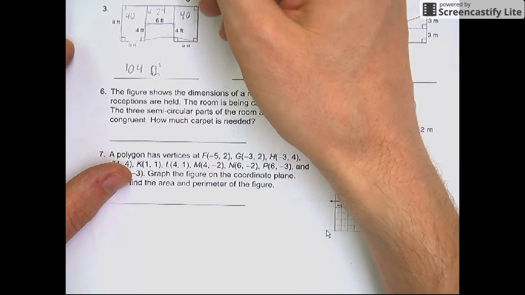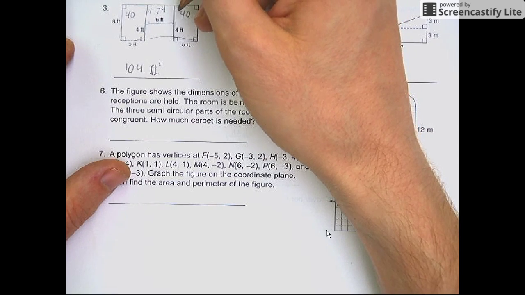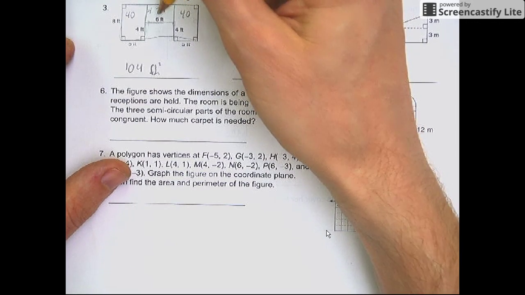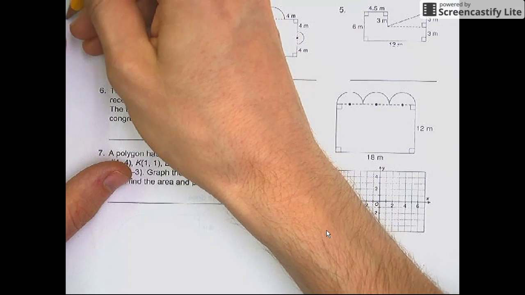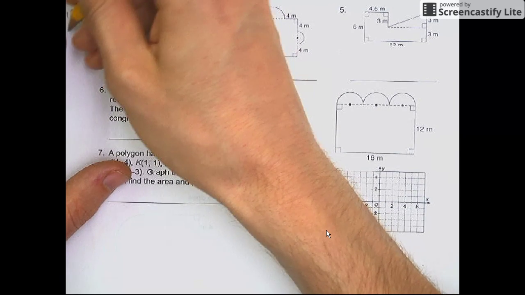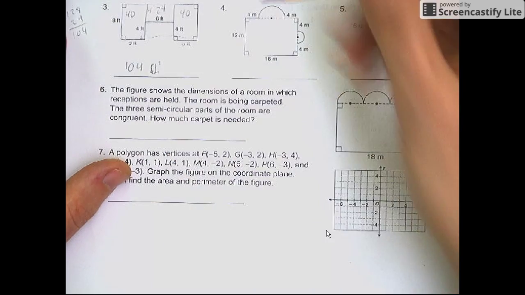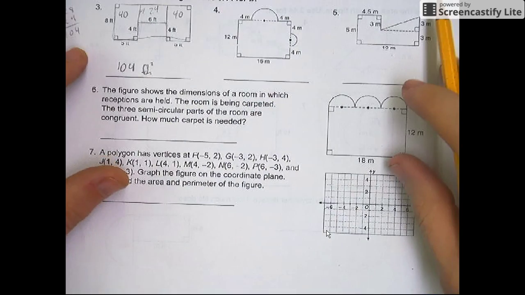16 by 8. Well, let's see here. That's 16, 32, 64, 128. If we did 128 minus 24, we should get 104. Hey, look, it works. All right, let's take a look at number 4.